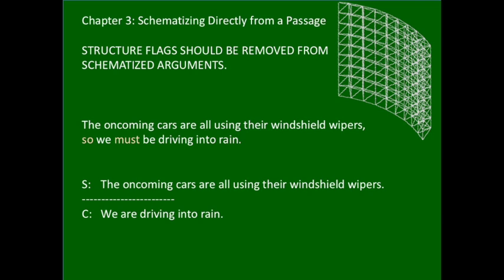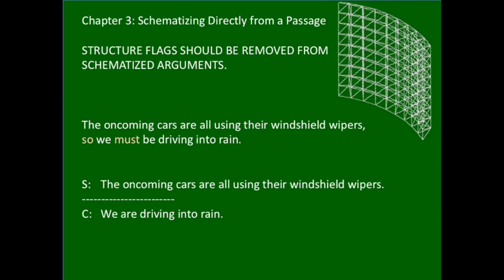So here are a few examples of what this looks like. Here's a sentence, the oncoming cars are all using their windshield wipers, so we must be driving into the rain. When we schematize that argument, it'll look like this. And here we notice that the word so does not appear, and the word must also does not appear. The reason is that the words so and must basically function to let us know that reasoning is going on. But when we set up our schematized argument, it's the arrangement of the lines, the different symbols that are used that lets us know about the reasoning and its structure. So the clue words are going to be eliminated.